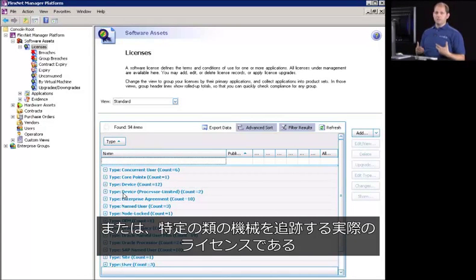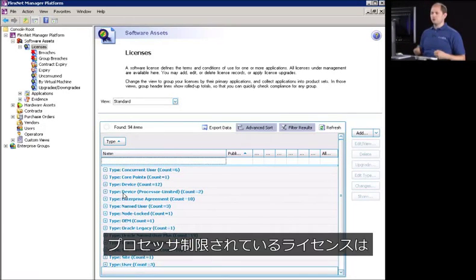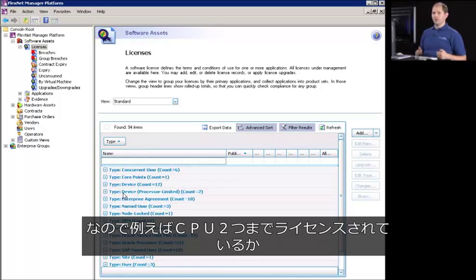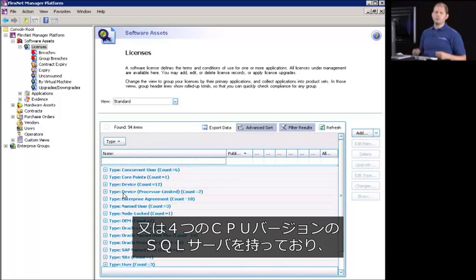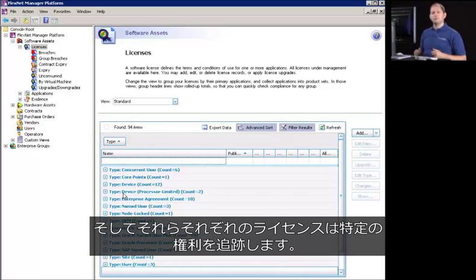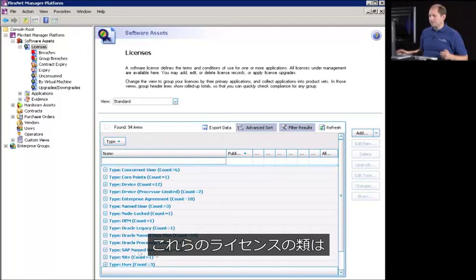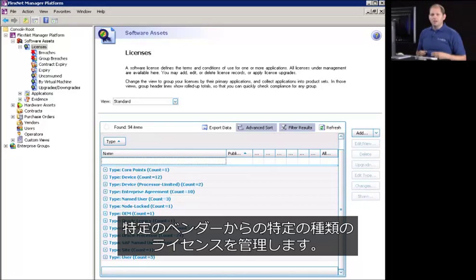Or a processor limited license, which is actually a license that's to track a particular class of machine able to use a piece of software. So for instance, you might have SQL Server licensed for up to 2 CPUs or a 4 CPU version of it, and each of those licenses would track a particular entitlement. Additionally, we've got Oracle licensing, we've got SAP licensing in the system, and these license types manage particular kinds of licenses from particular vendors.